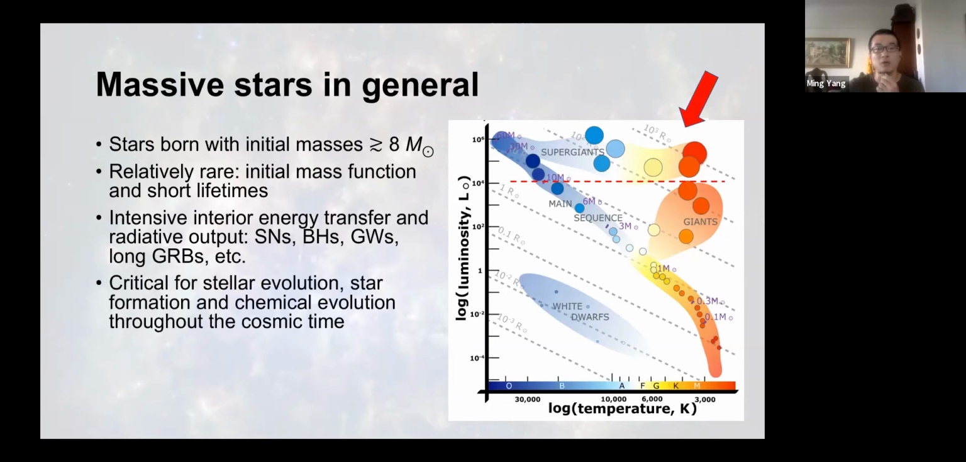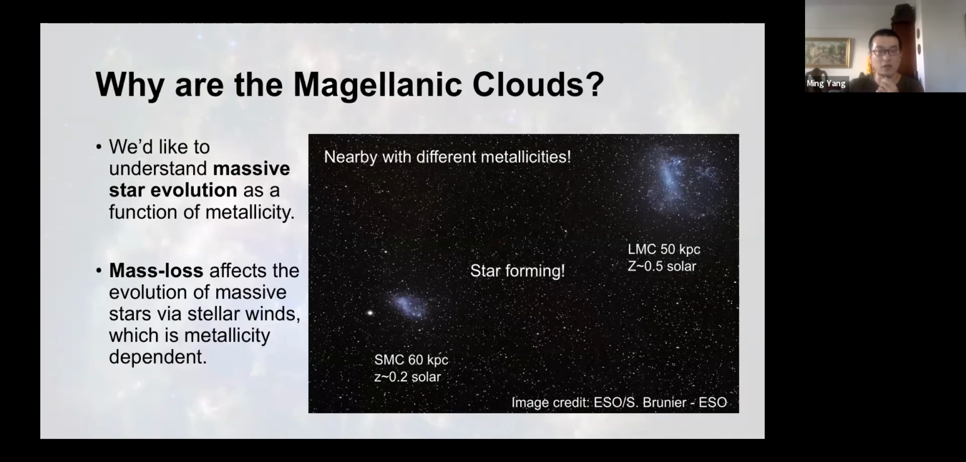However, because of the intensive internal energy transportation and radiative output, they are connected with a lot of extreme phenomena in the universe, for example, supernovae, black holes, gravitational waves, etc. And they are very critical for stellar evolution, star formation, and also chemical evolution. One of the important things for them is their mass loss rate. It plays an important role in their evolution. And today we're going to talk about the massive stars in the Magellanic Clouds.